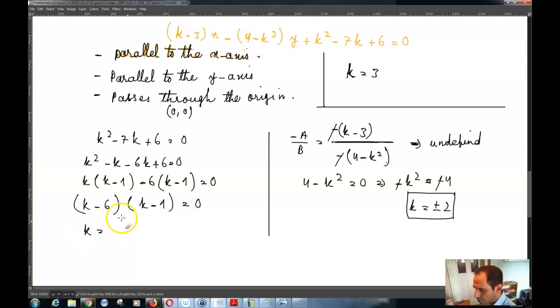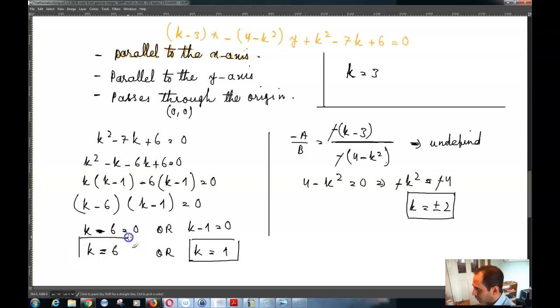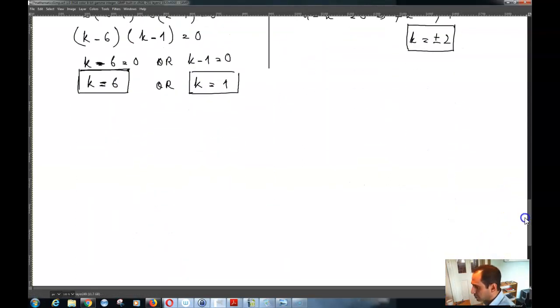That means that either k minus 6 is equal to 0, or k minus 1 is equal to 0, and this means that k is equal to positive 6, or k is equal to positive 1. That is basically the two values of k for which the line goes through the origin. So let me take a look at the solutions. Part A is k equal to 3, part B is plus or minus 2, and then over here you have 6 and 1. So hopefully you have understood the logic here, otherwise the answers are not that important really.